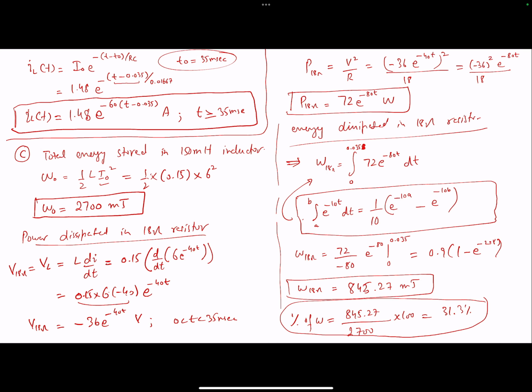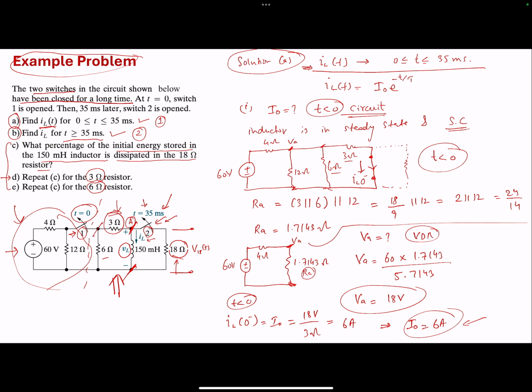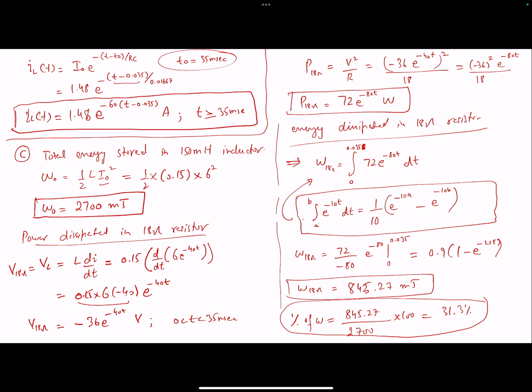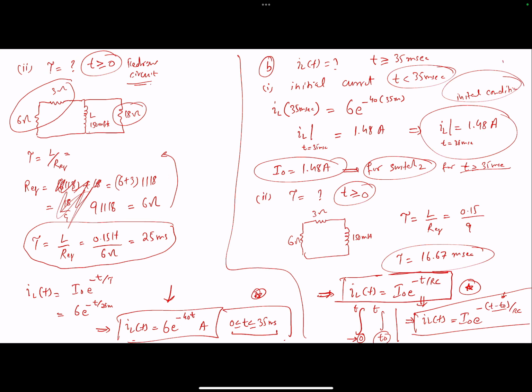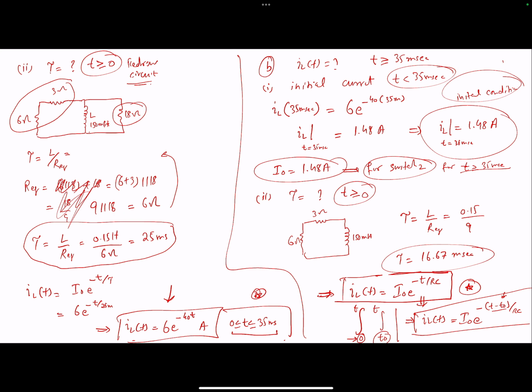Where is it? Okay, this is over here. No, this is the voltage across the 18 ohms resistor. But practically the equation was the same, because this was the inductor voltage.